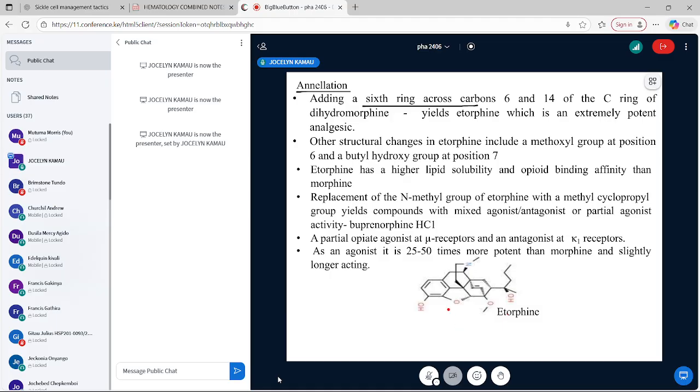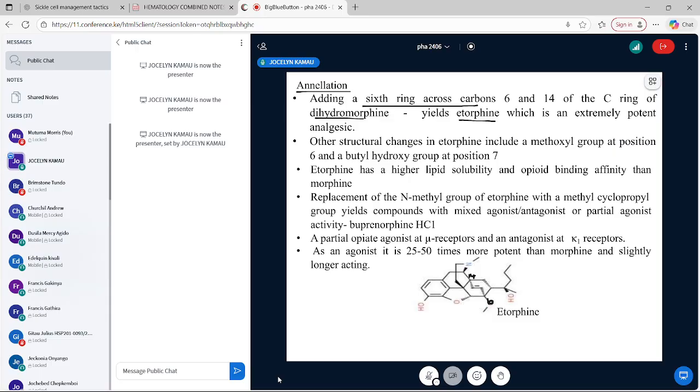So we can note adding a 6th ring across carbon 6 and 14. Again, the numbering is still the same. That is 4, 5. This is position 6. This is position 14. So adding another ring across carbon 6 and 14 of the C ring of dihydromorphine. If you look at it, we have removed the double bond at position 6, 7, 8. We have no double bond there. That is why I'm calling it dihydromorphine rather than morphine. Dihydromorphine has slightly higher activity than morphine, and this yields the compound we call etorphine, which is an extremely potent compound.